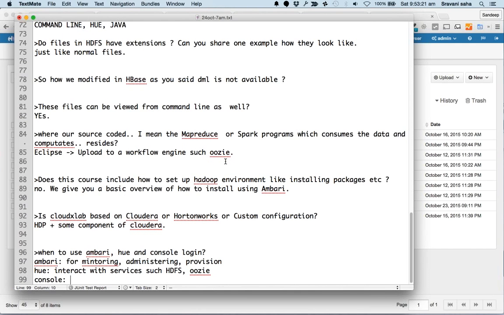Now console is generally for those people who like the command line interactivity and not the browser. So for better engagement, I generally prefer to use console. Say for example, in case of HBase, if I open the console, it's far faster. The response time is really, really faster. Okay. So those are the three use cases. Let me just write it down. Not all services are available for interaction using Hue.